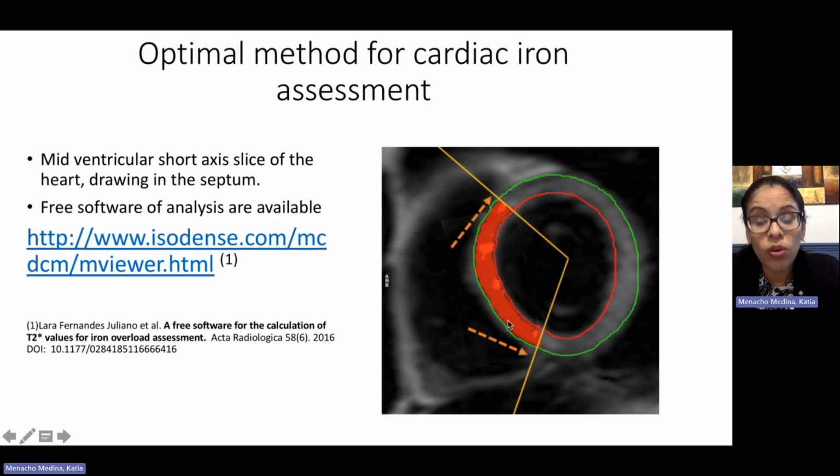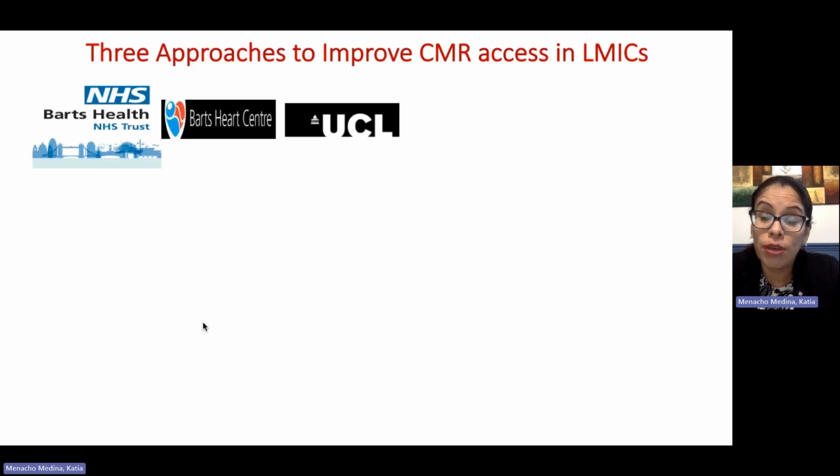And so we need to draw an area of interest, a region of interest in the septum, and we will need post-processing software. Some of them are free. The link is here, and you can also assess the correct value of milliseconds in T2 star and provide the severity of the iron in patients.